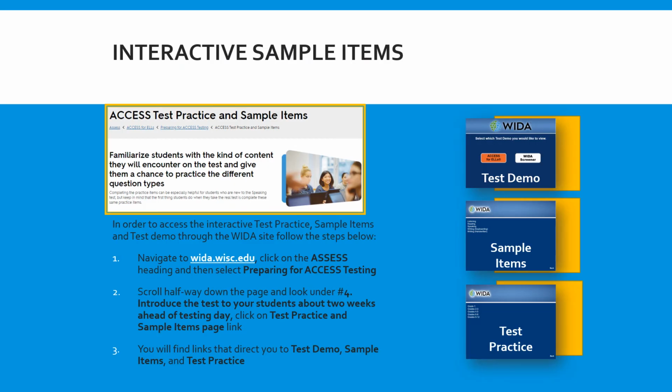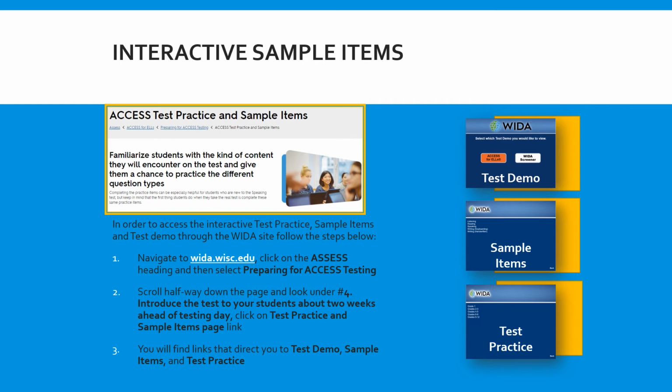WETA and its project partners have created Access for ELs 2.0 sample items to show educators, students, parents, guardians, and the general public the test content and language demands that may be found on the actual Access for ELs 2.0 test. It is advised that you introduce the test to your students about 2 weeks ahead of testing day. In order to access the interactive test practice, sample items, and test demos, you would go through the WETA site. Follow the steps you see below.